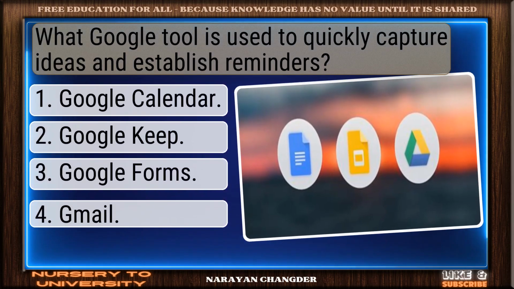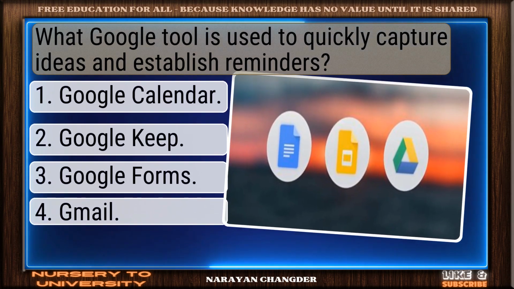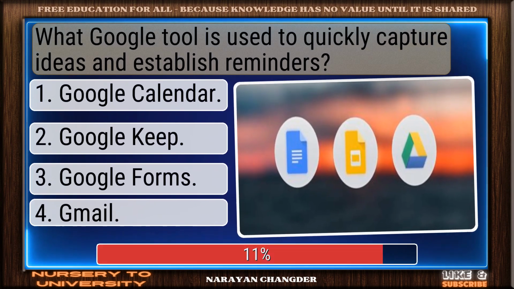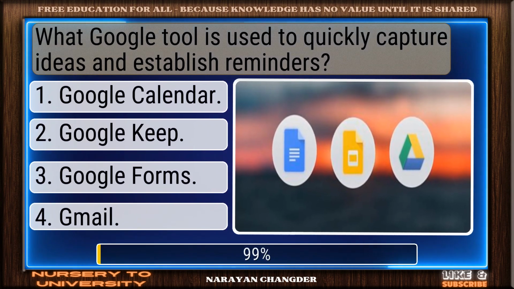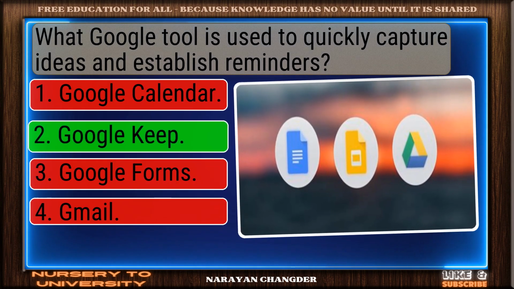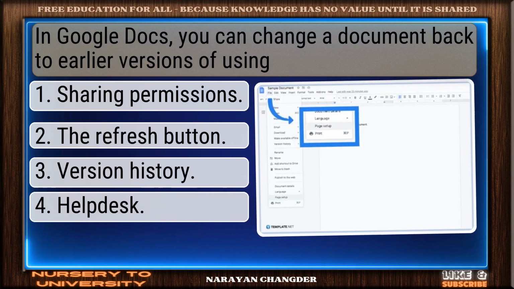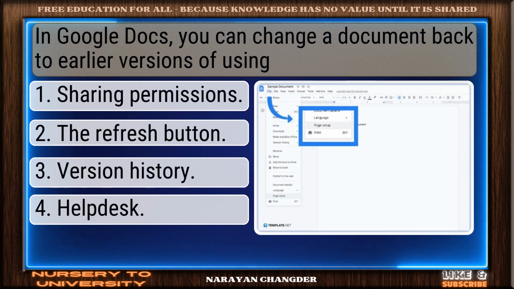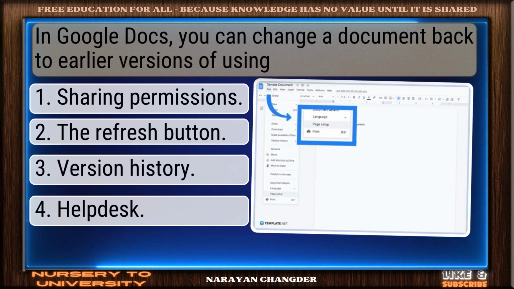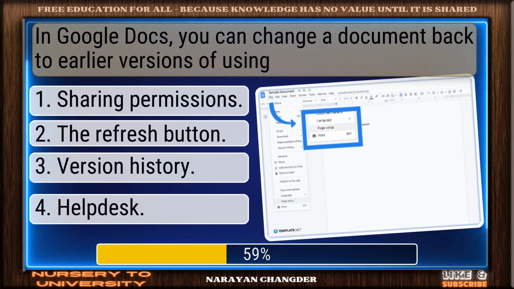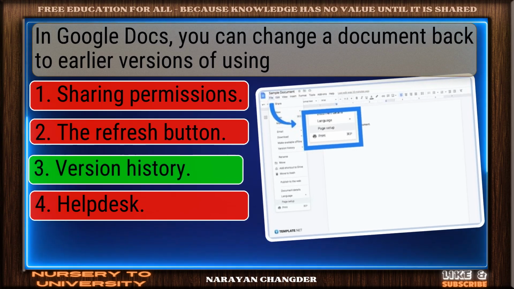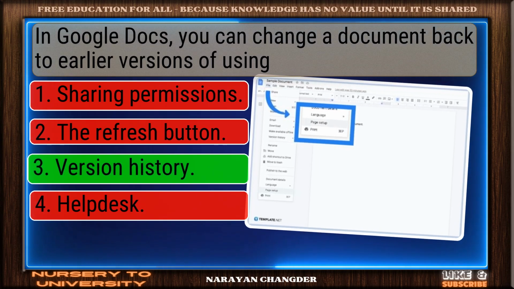What Google tool is used to quickly capture ideas and establish reminders? Nice selection. Google Keep is the correct and valid answer. In Google Docs, you can change a document back to earlier versions using Dash. Valid point. Version history is true.